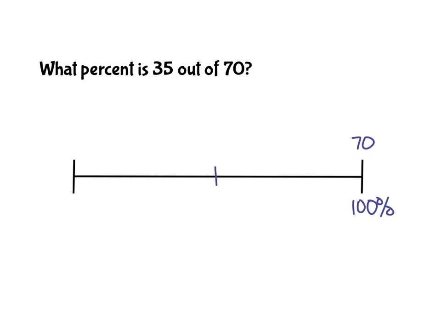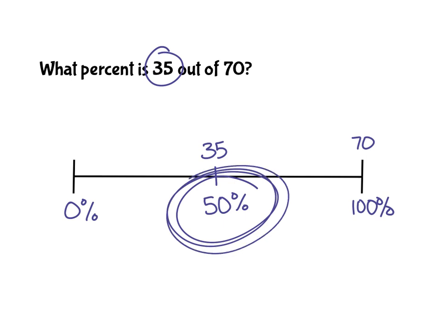Now, instead of finding the number, they're giving us the number and we need to find the percent ourselves. So we're at 70. Let's just start with 50%. So what's half of 70? 35. We landed on it first. So what percent is 35 out of 70? 50%.